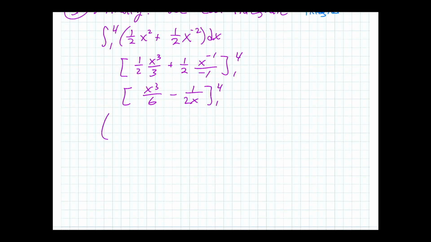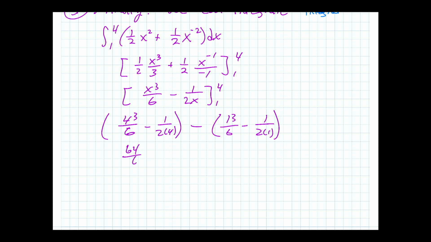Put in your 4, put in your 1. 4 cubed over 6 minus 1 over 2 times 4. Minus, put in your 1: 1 cubed over 6 minus 1 over 2 times 1. 4 cubed is 64? So 64 over 6 minus 1/8 minus 1/6 plus 1/2, when I get rid of all my parentheses, and please be the right answer. I get 87 over 8, and that is the correct answer. So that's good. And you had to do this by hand.